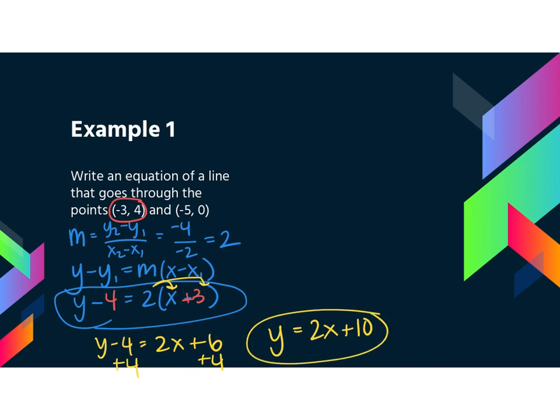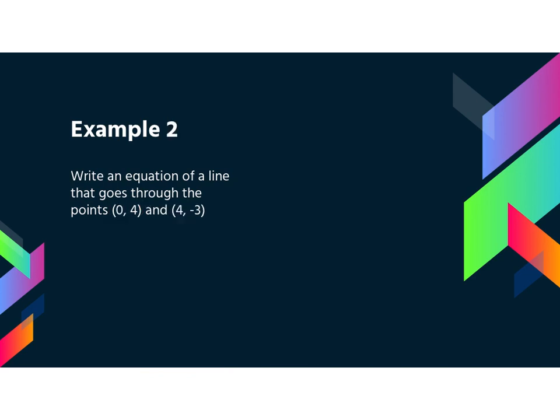Let's look at another example. Write an equation of a line that goes through the points (0, 4) and (4, -3). So first, we need our slope. We're going to look at how the y's changed. It went down 7. Then I'm going to look at how the x's changed, and it went up 4.